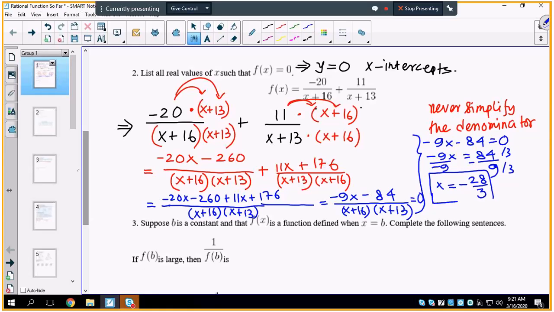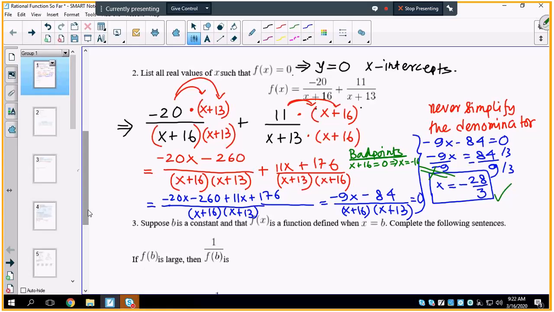The only other thing I have to make sure is that whatever solution I got for my x-intercept is not a bad point. How do I make sure of that? So what are your bad points in this solution? The bad points in this rational expression are going to come from the bottom, the denominator. So one of them is going to come from x plus 16. You set it equal to 0, you get x equal to negative 16. And negative 16 is not equal to negative 28 over 3. So these two things are not equal to each other. So this is good so far.